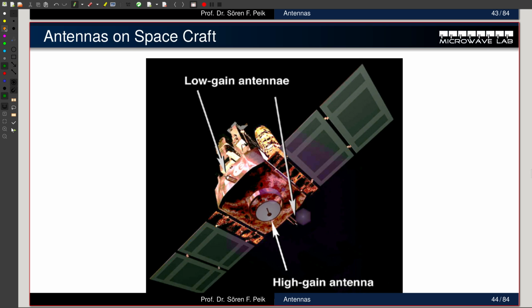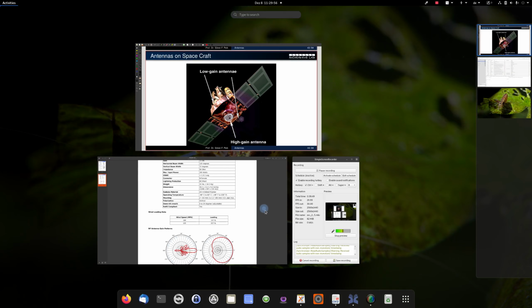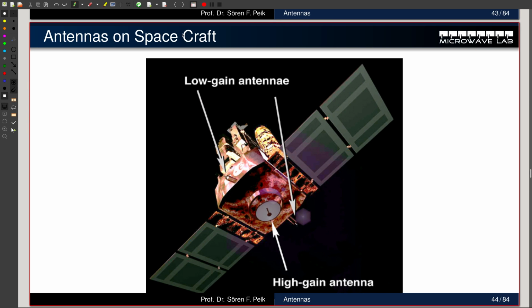On spacecraft, you always have high gain and low gain antennas. Let's see if we can, maybe there is a high gain antenna here. Let's draw it here. So we have a high gain antenna here. And this high gain antenna is for communicating with the ground station. And since you have high gain, you get a good link. In addition, you have here and here low gain antennas.